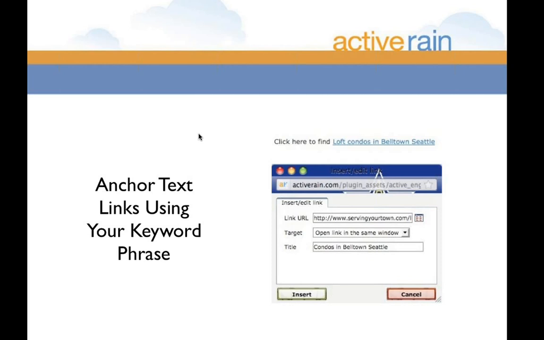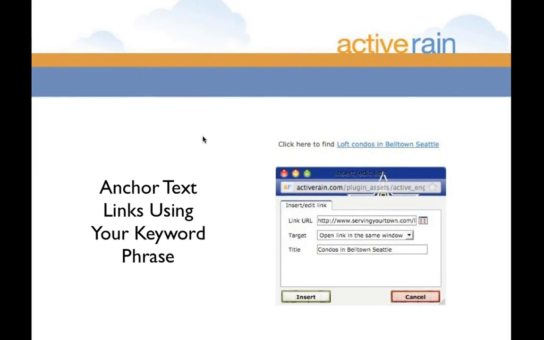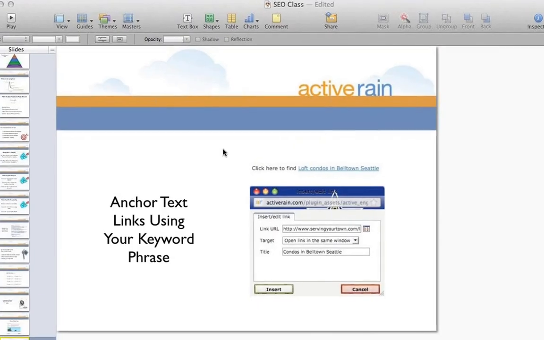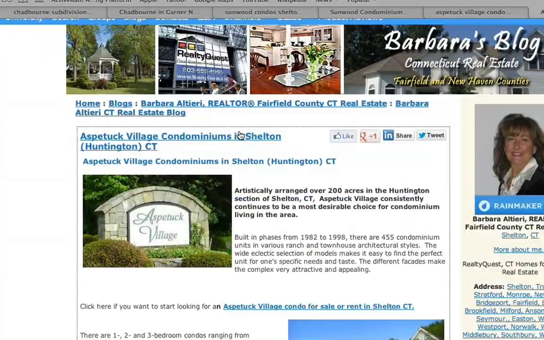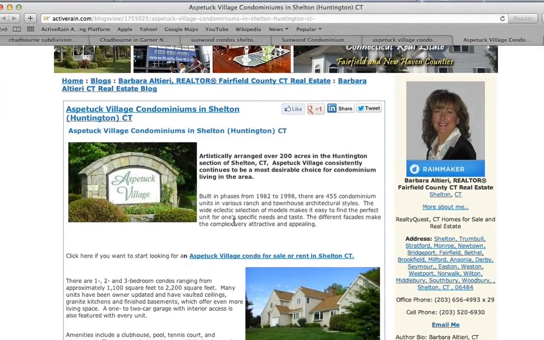So let's go back and look. Essentially what this means is I'm going to create a link somewhere in my post where the words I created the link out of, the anchor text, are the same words that I used in the title of my blog post, my same keyword phrase. Okay? So Aspetuck Village Condominiums in Shelton.